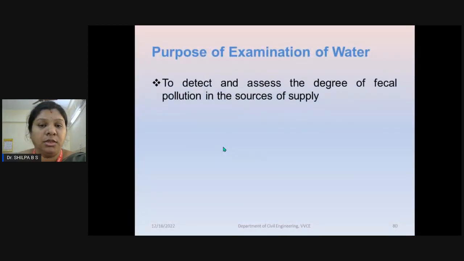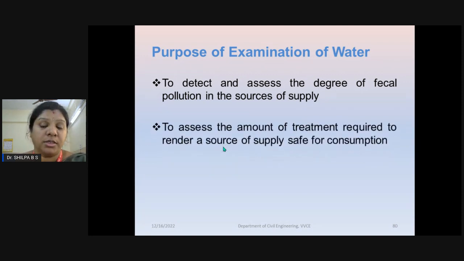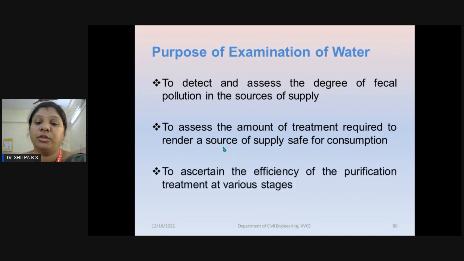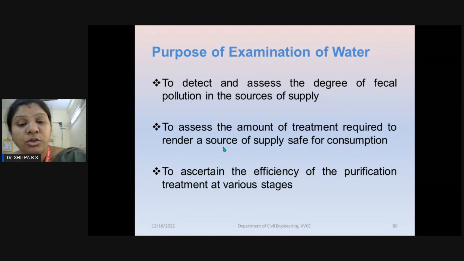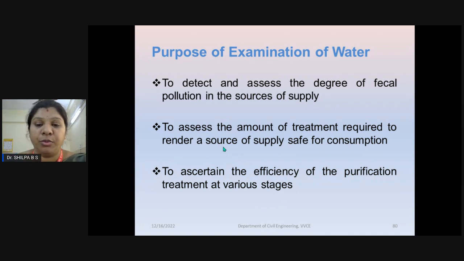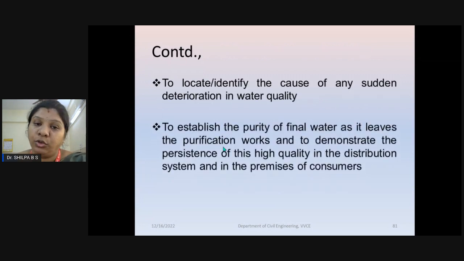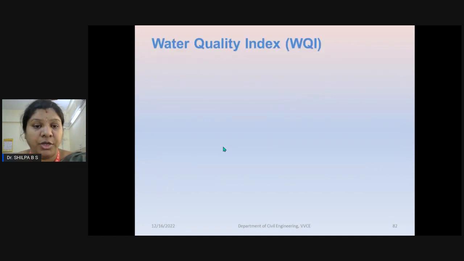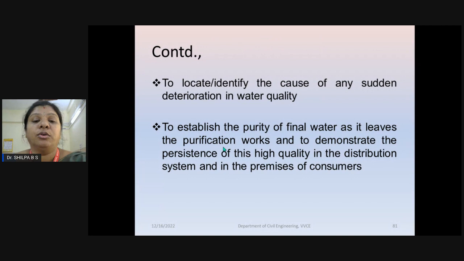Coming to these tests, the purpose of examination of water is to detect and assess the degree of fecal pollution, and to assess the amount of treatment we need to render to that water source so that we can make the water safe for consumption. It is also to ascertain the efficiency of the purification treatment at the various stages, to locate and identify the cause of deterioration of water quality, and to establish the purity of the final water as it leaves the purification works.